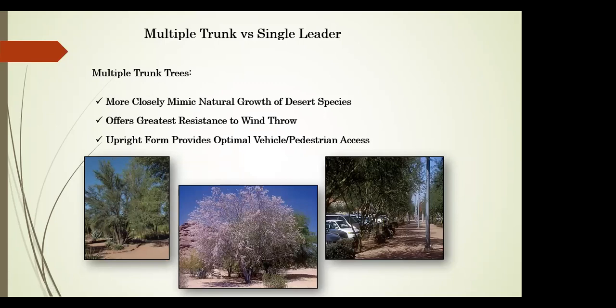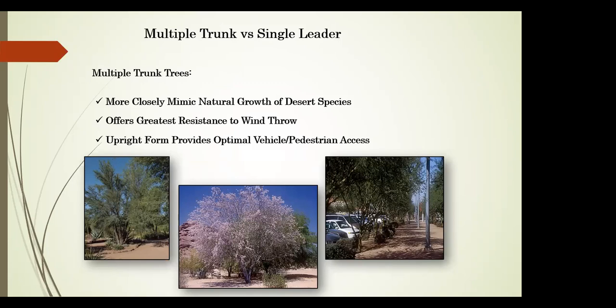Our trees in the desert are very often multi-trunk trees. They more often mimic the natural trees in our desert, like I was talking about with shrubs. They're more resistant to wind throw. They don't blow over as easily. They don't fall down as fast. So that could be important if you have concerns about risk.